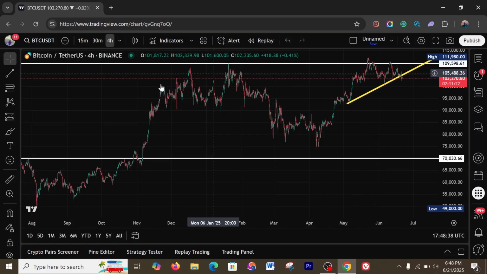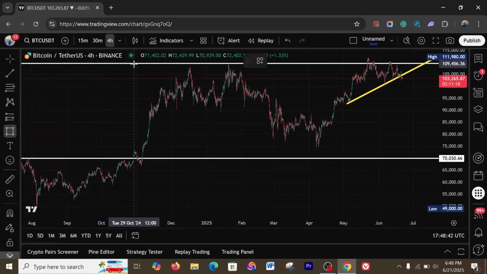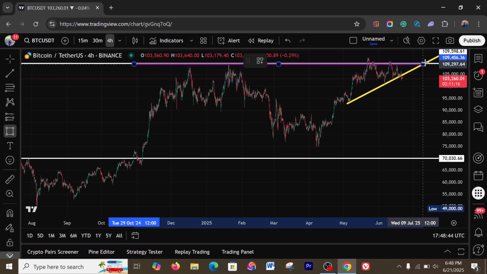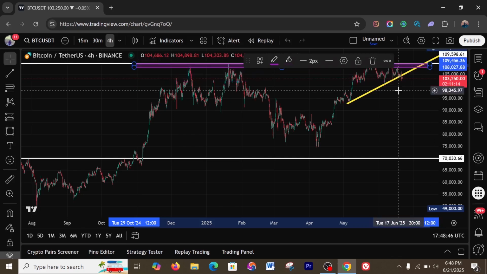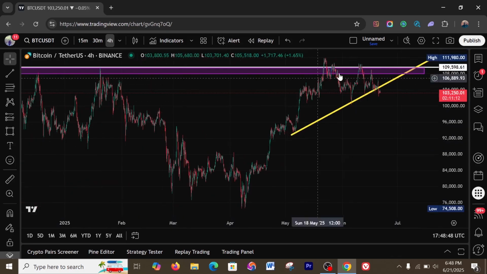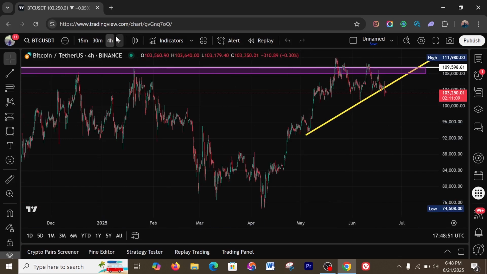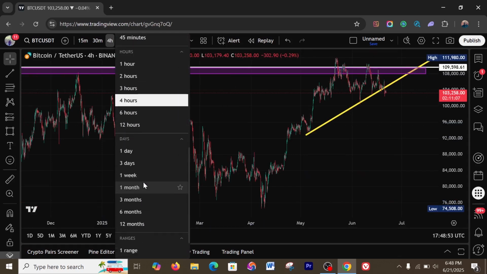So if you look at this, this is clearly a double top. You could see that. This is clearly a double top, which is the same thing it did the last time when the bull run was over.